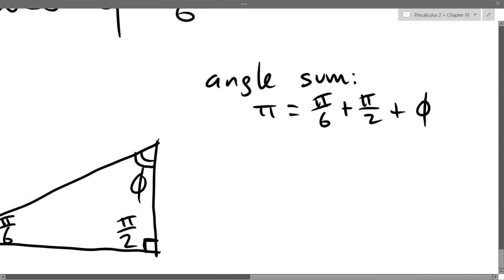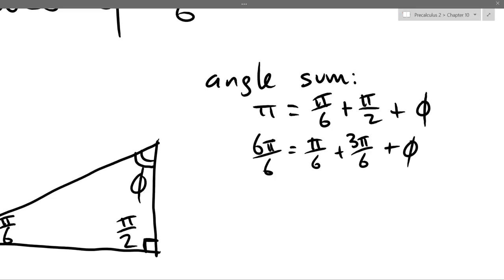I can do easier than 12, though. What's the easiest common denominator? 6. I go down to 6. So write it in 6. So we got 6 pi over 6 equals 1 pi over 6 plus 3 pi over 6 plus phi. We don't even need algebra to figure out what phi is. What is phi here? 2 pi over 6.